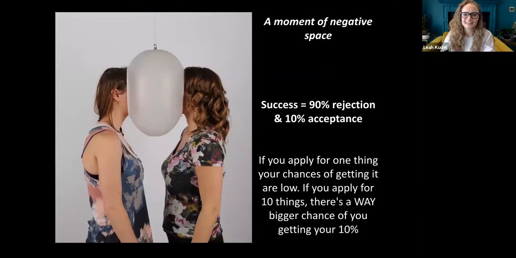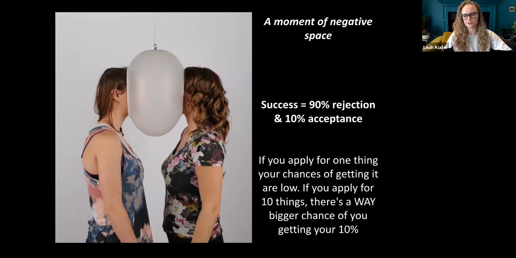All right. This piece right here is called A Moment of Negative Space. And you get to have this moment with somebody else within this bubble. One of the things I think a lot about with this piece is the idea of percentages of success. Most people I've talked to who are artists generally have about a 90% fail rate, 90% rejection rate, and only about a 10% acceptance rate.